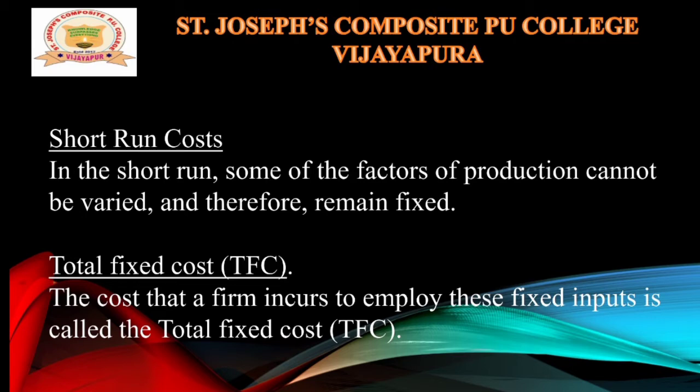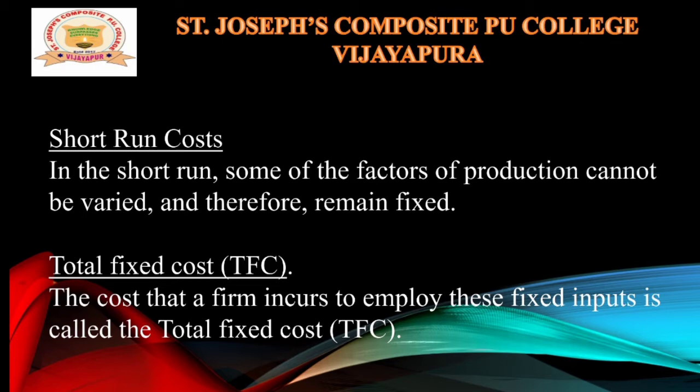The cost is also classified into two ways. One is short run cost, another one is long run cost. So first we see short run cost. Which come under the short run cost? In the short run, some of the factors of production cannot be varied and therefore remain fixed.